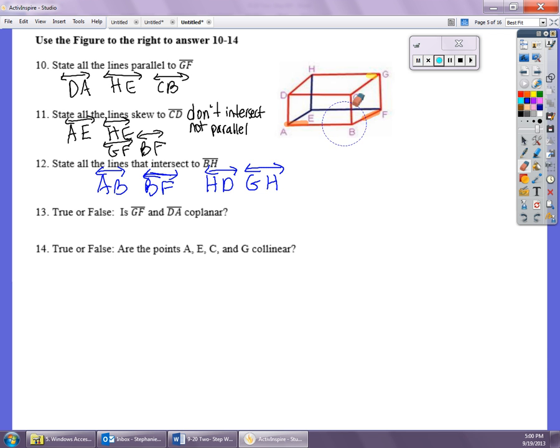Alright, now the true or false section. Coplanar means, remember, a plane that's coplanar has to be flat. So coplanar would be anything that lies on the same plane. All 4 of these lines are coplanar. So when we're looking at GF and DA, GF is here and DA is here. They don't share the same plane because GF is part of the plane of BCGF, and it's also part of the plane of GFDH. DA is not part of any of these 2 planes. So because of that, this is false.